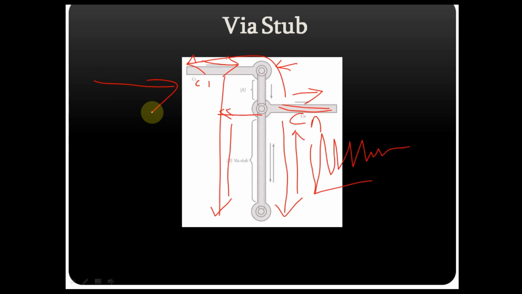So I hope you understand at least what a via stub is, how it deteriorates the signal, and what its impact is on signal integrity. In the next video, I will be discussing more about the via stub, and how you calculate the resonant frequency and the stub length.